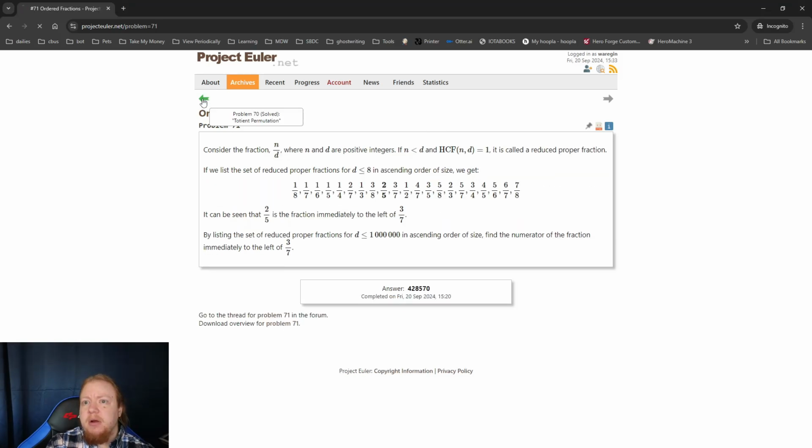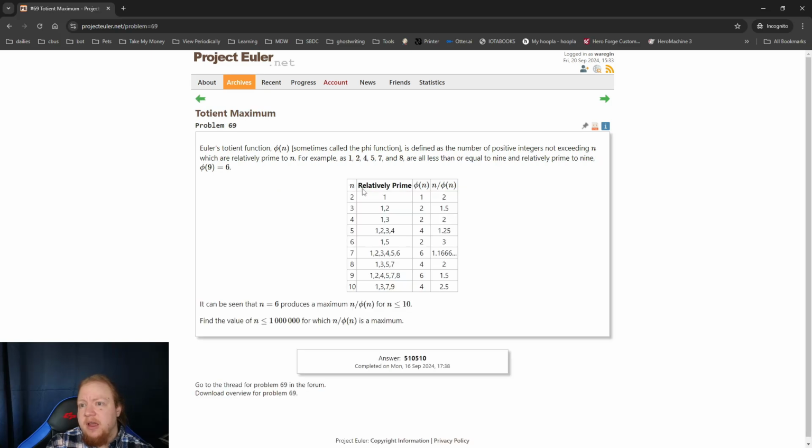Let's go back to problem 69 or 70. So we have this chart, at least for numbers less than 10. I'm not sure of a clever way of calculating phi for every number, but for prime numbers, phi is just n minus 1. So for 2, phi is 1; for 3, phi is 2; for 5, phi is 4; for 7, phi is 6.